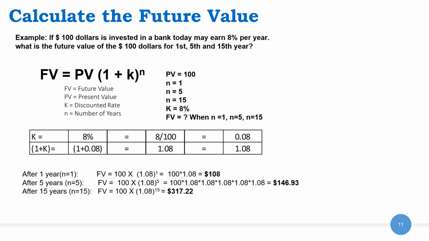So future value is present value into 1 plus k the whole power n, where 1 plus k is 1.08. The whole power n is calculated for the first year, the fifth year and also the 15th year. So the values are $108, $146 and $317.